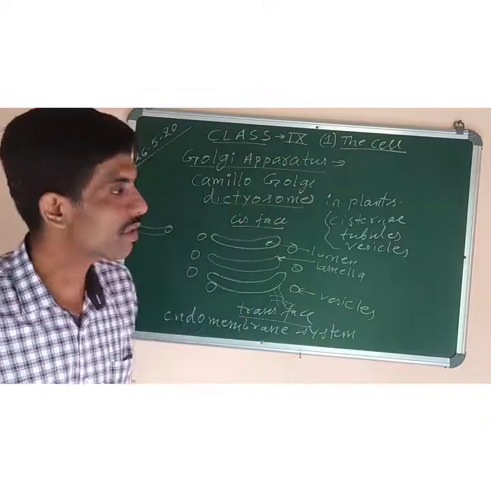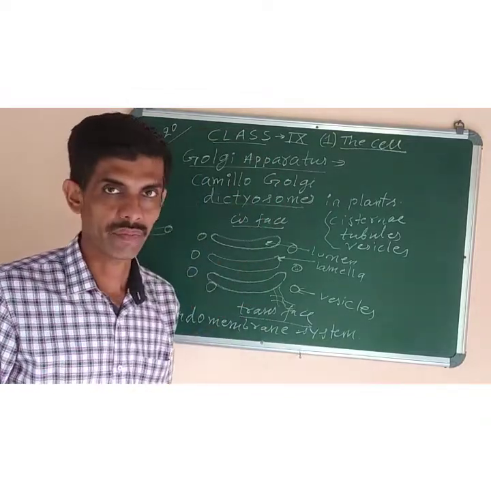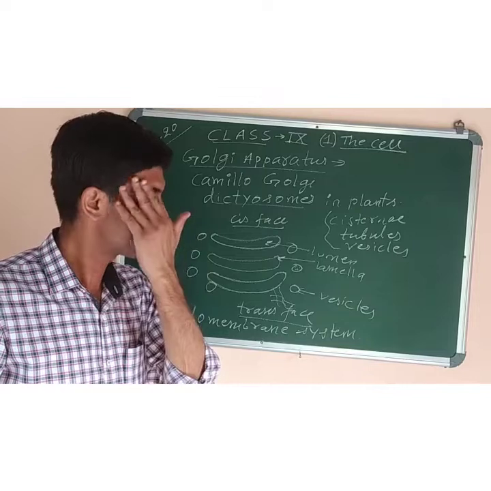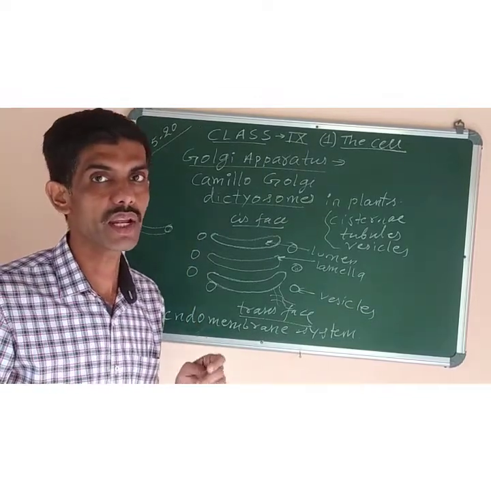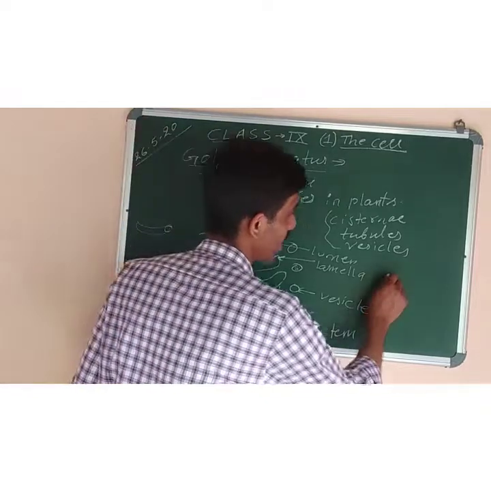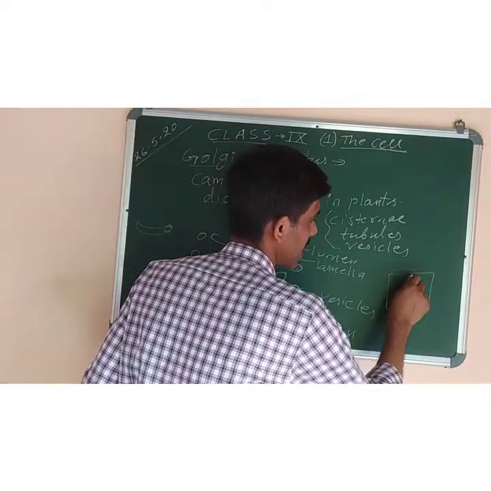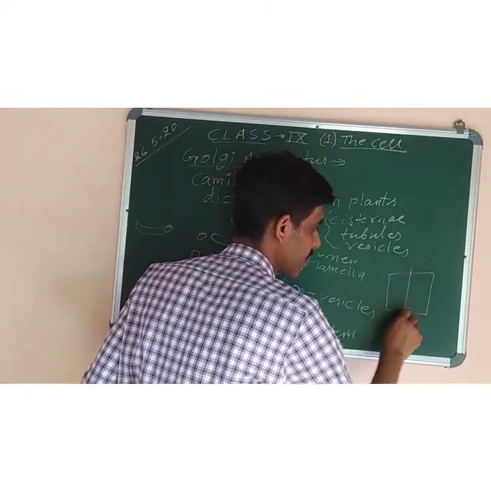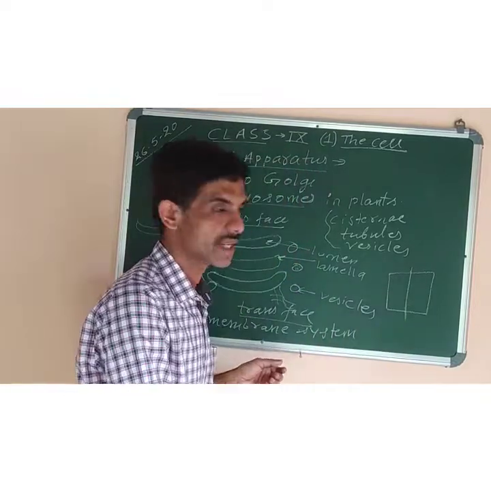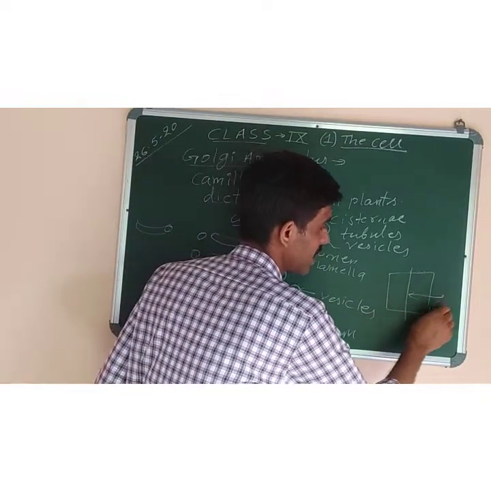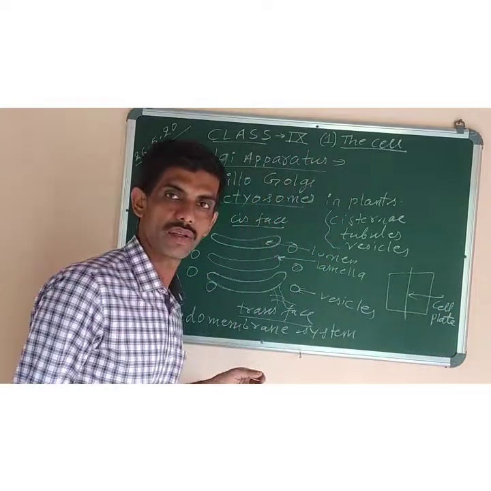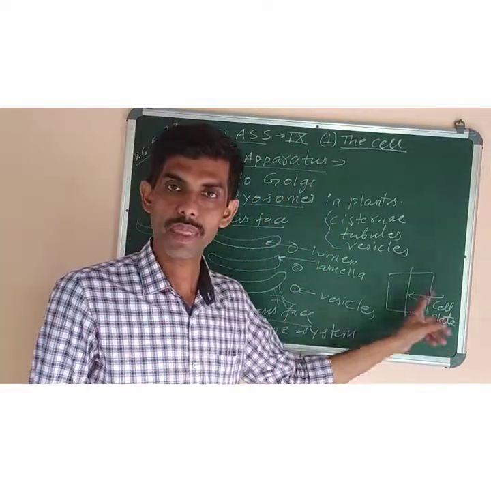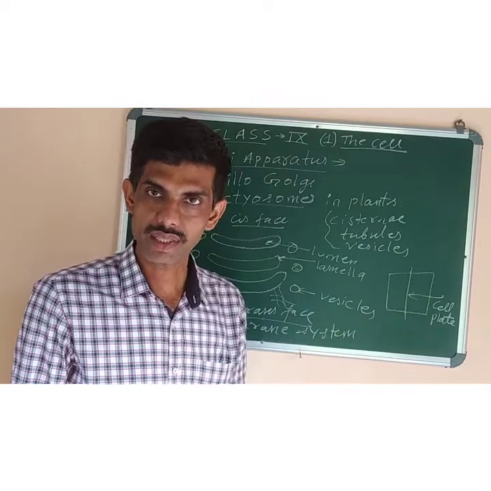Now next, what are the functions of the Golgi apparatus? You remember that in the plant cell, at the time of cell division, a cell plate is formed. If this is the plant cell, during cytokinesis, when the cytoplasm of the plant cell divides, this cell plate is formed due to Golgi bodies only. So, formation of the cell plate in plant cells during cytokinesis.